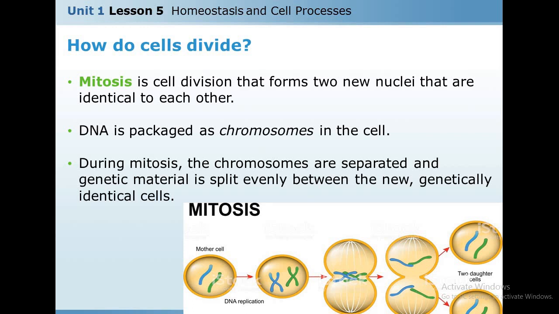So mitosis is the cell division that forms two identical cells from one cell. And the DNA is copied in both cells. That's why they are going to be identical. The DNA is the same, copied in both of the cells. It's called mitosis.